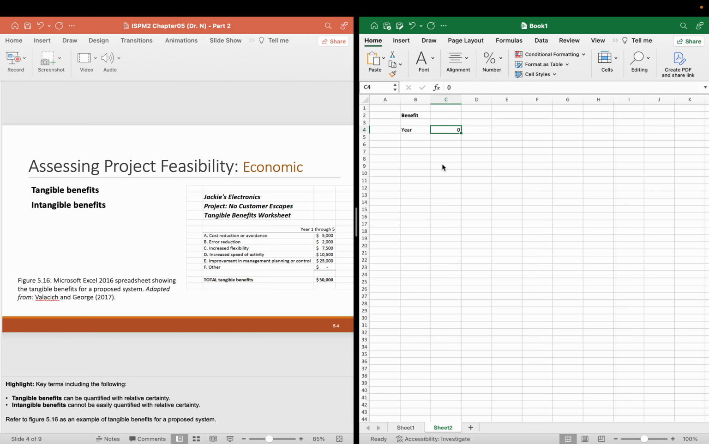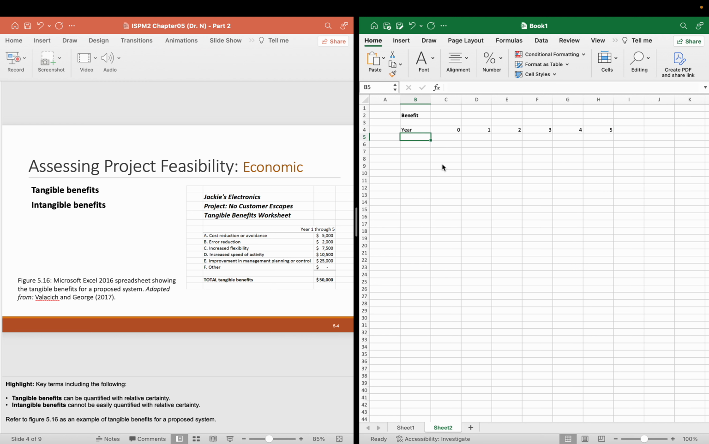Year 0, we need to always start with year 0, because at the beginning of the project we always have some cost that we cannot avoid. We need to pay that at the beginning of the project in year 0, in time 0. Then we have year 1, year 2, 3, 4, and 5. So basically this is the planning horizon for the project.